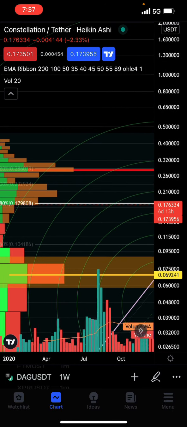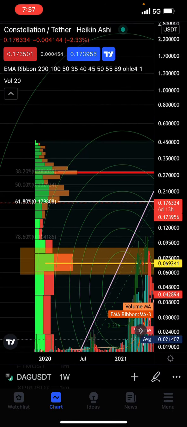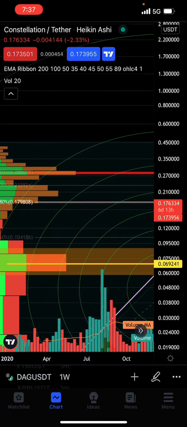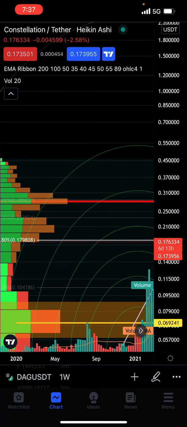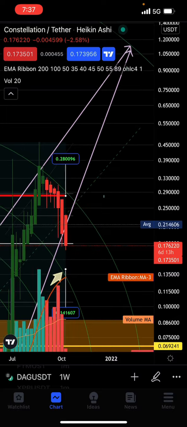And then the overhead most volume, which is up there at the red line, is going to act as overhead resistance now.